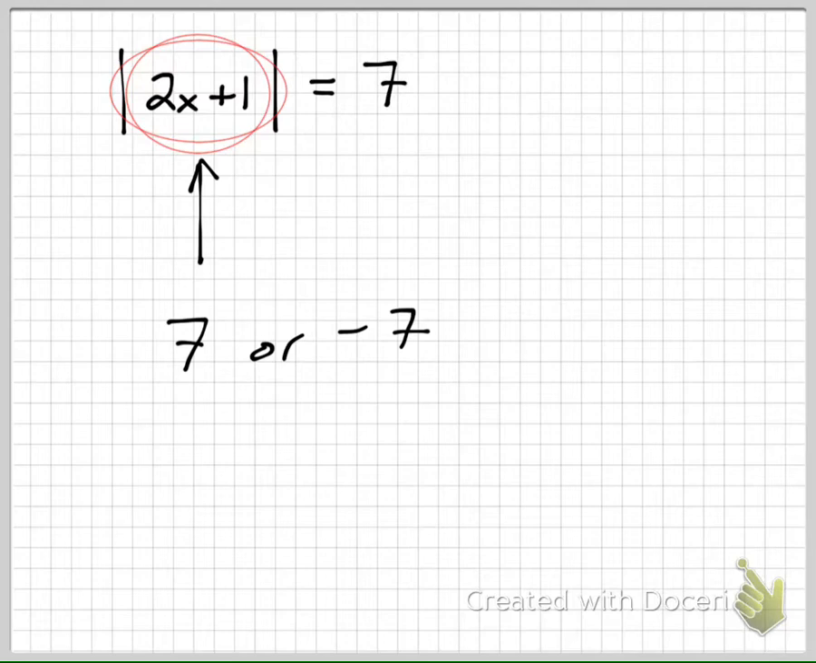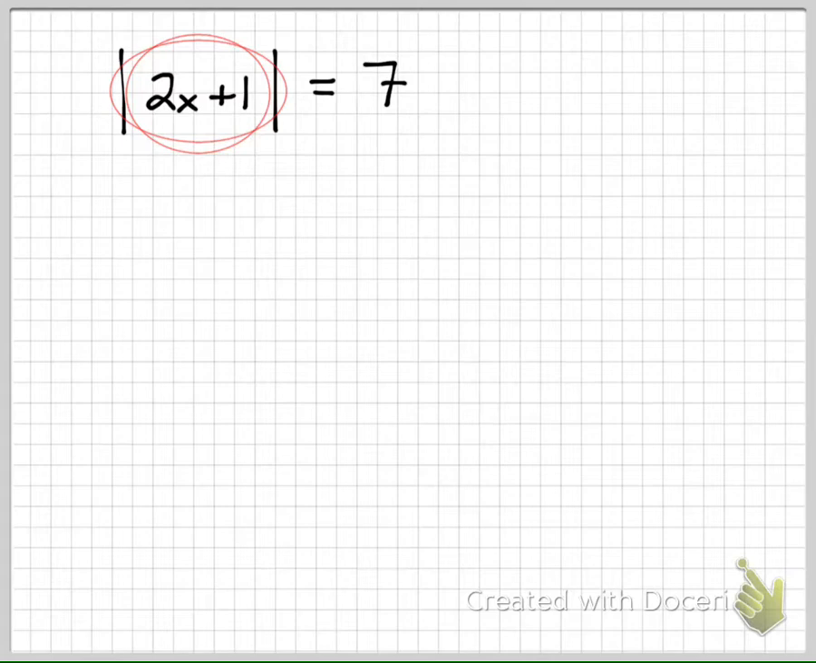Why? Because what's the absolute value of negative 7? 7. Could it also be 7? Because the absolute value of 7 is also 7. So how many answers are there going to be here? 2. So this is how you solve this. I will show you how you solve it.